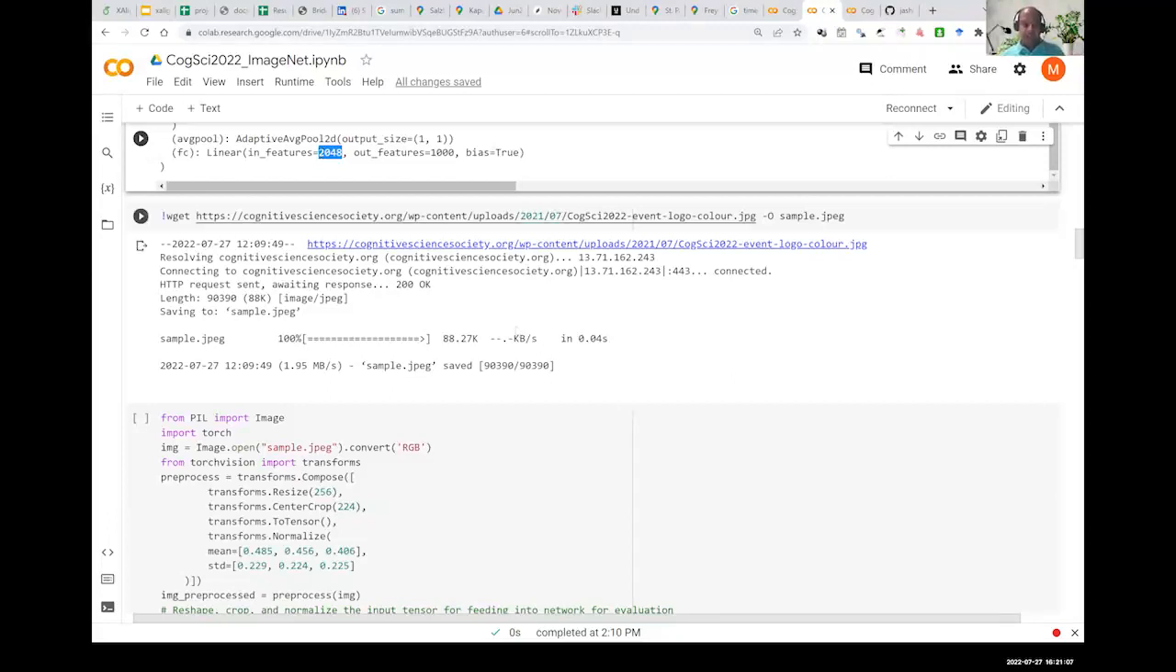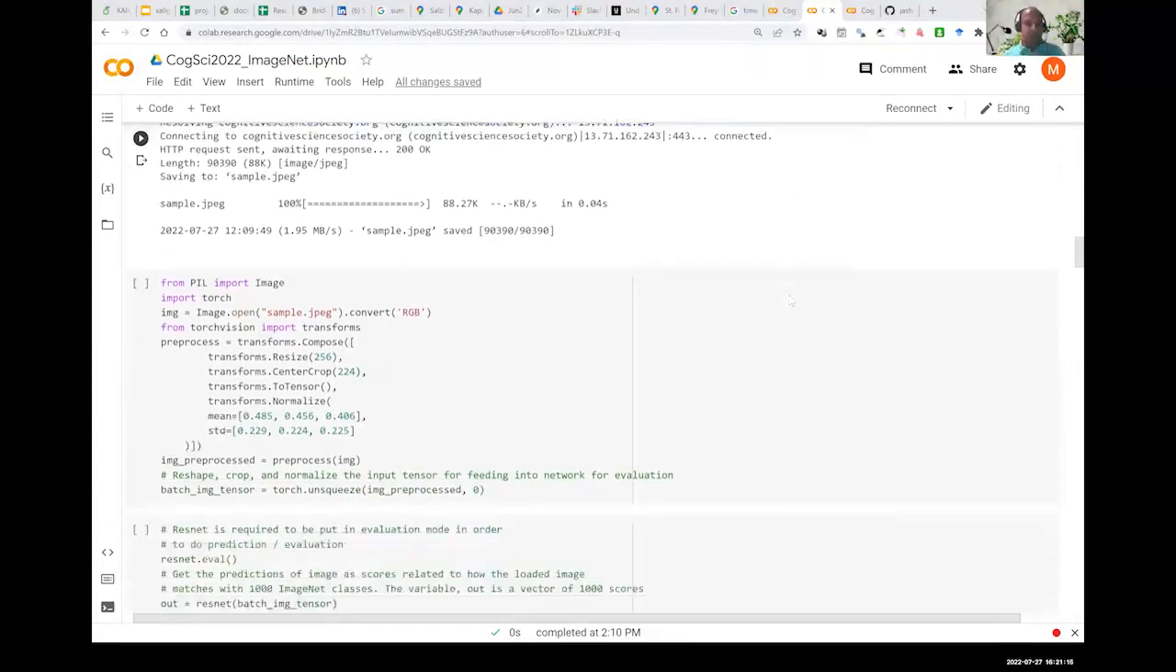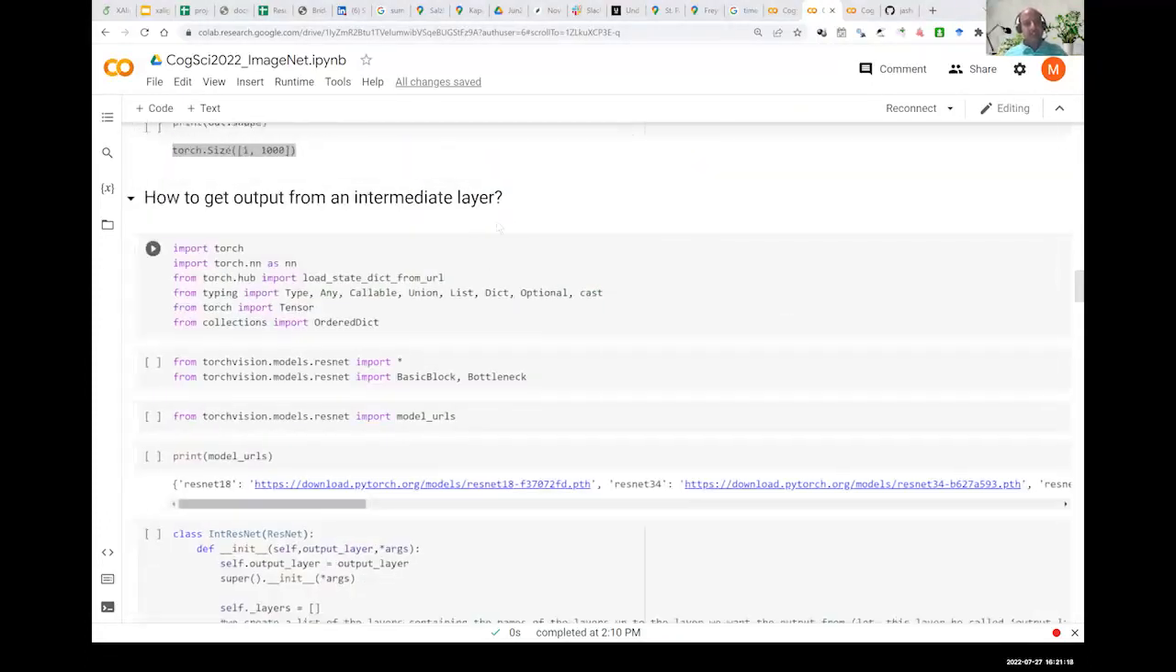Okay. Any other questions? Any other quick questions? Okay. So if there are no other questions, let me move on to the second part here, which was about getting output from an intermediate layer.